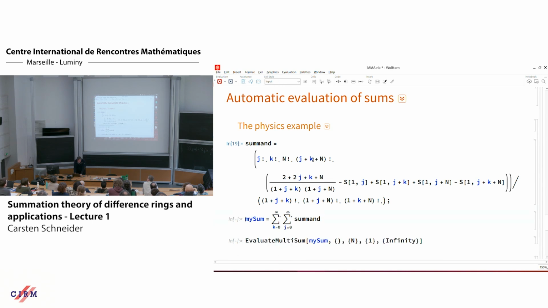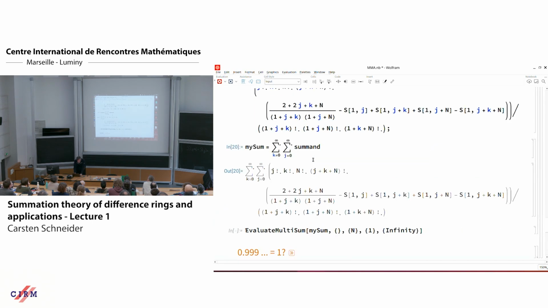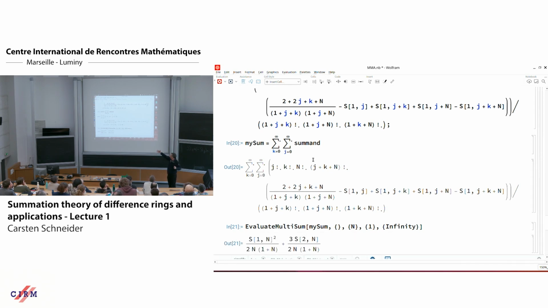So I insert the summand. I insert the sum, and then you do evaluate multisum. It tries telescoping, it tries creative telescoping, it tries to find extensions. So I might find nice sum extensions. So I look in a larger ring to solve something and look for the best way, and voila, after a while I get the result.